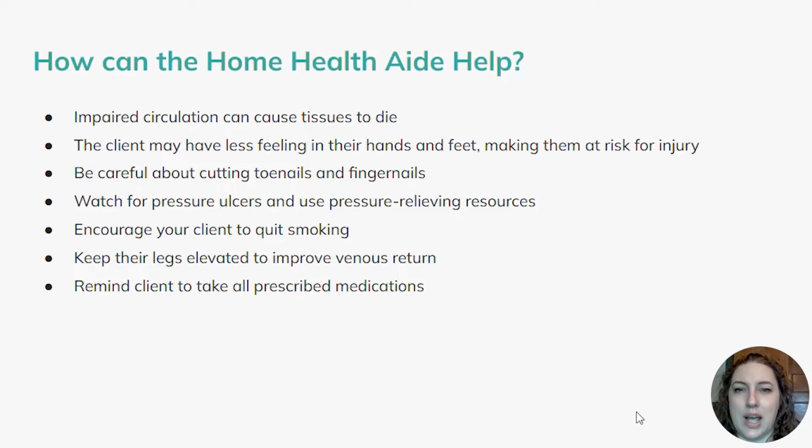Be careful about cutting toenails and fingernails. Watch carefully for pressure ulcers and use pressure-relieving resources. Encourage your client to quit smoking. Keep their legs elevated to improve venous return, and remind the client to take all prescribed medications.